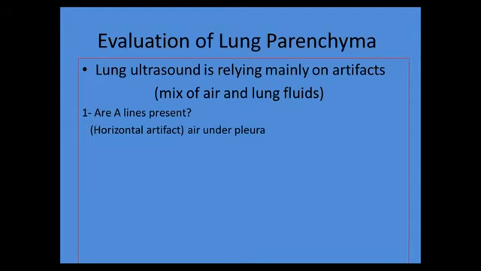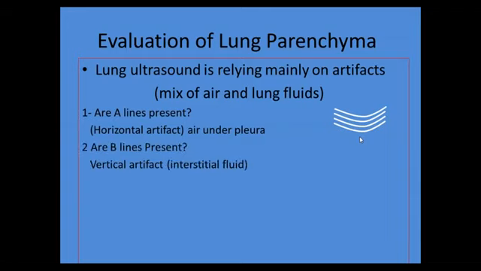So first, A-line artifacts, which is horizontal artifact. The horizontal artifacts will be just a repetition of the interface between pleura and air. So the first line is the pleura, and the second one is just a mirror image of the pleura, or repetition, and this is reflecting air under the pleura, which could be either well-inflated lung or pneumothorax.